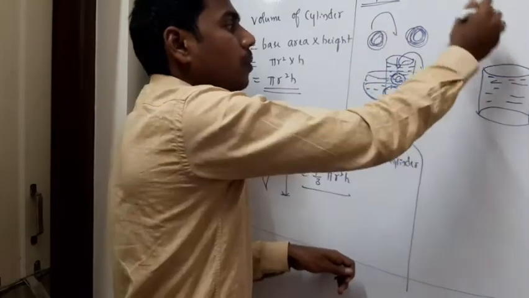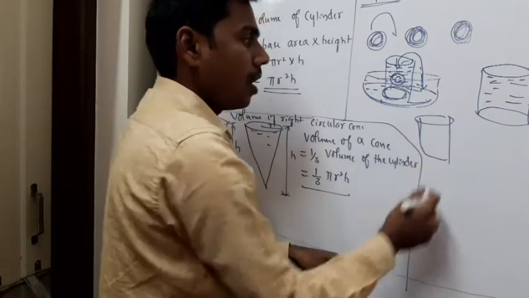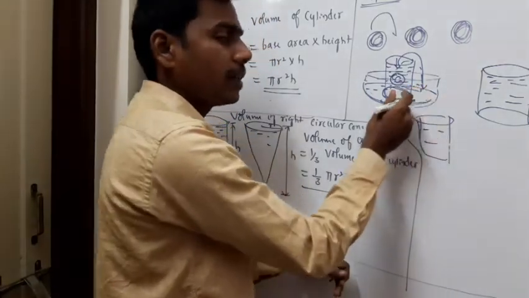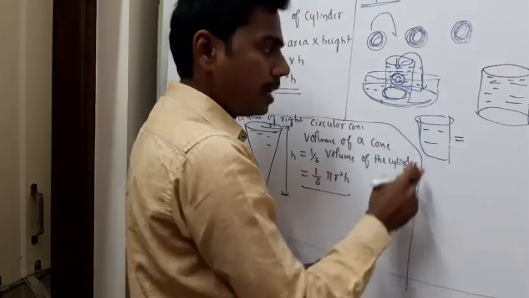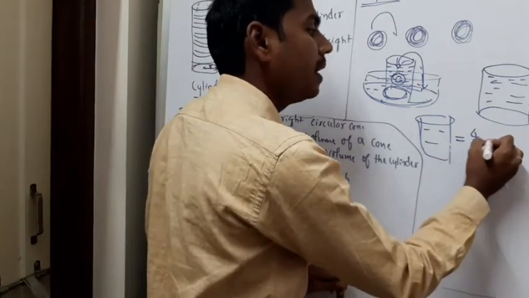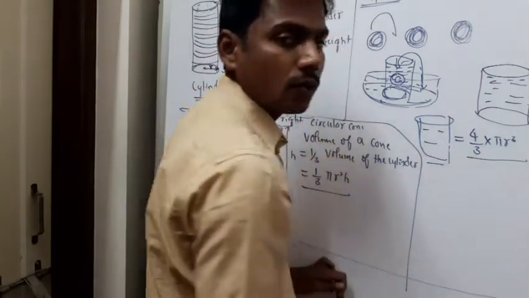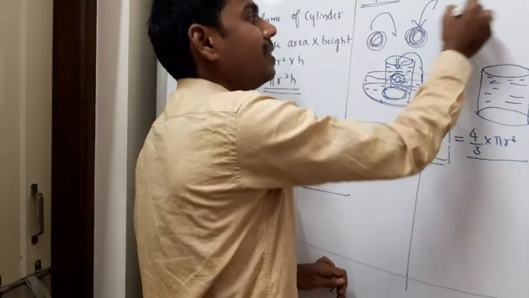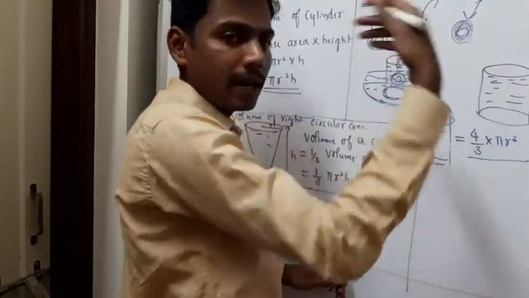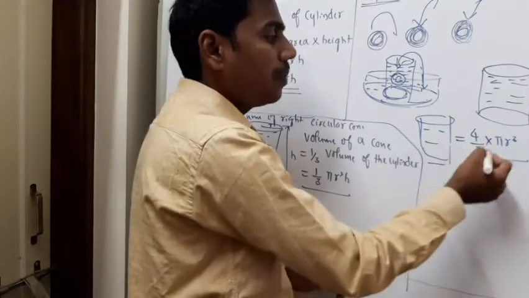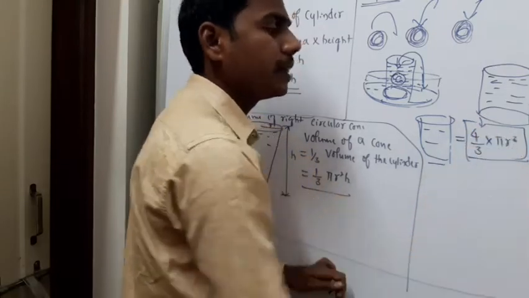After this, carefully remove it and pour it into a measuring jar and measure whatever water was displaced. That quantity of water will be equal to 4/3 times pi r cube. So this quantity will be equal to this quantity. You can repeat it for 3 of the spheres, 3 metallic balls or metallic spheres. If you measure it, approximately, it will be equal to 4/3 pi r cube.